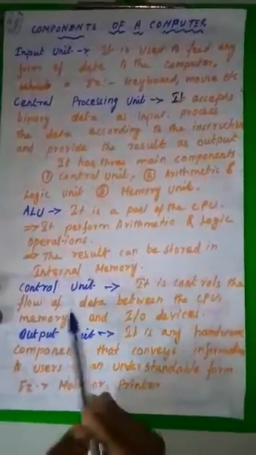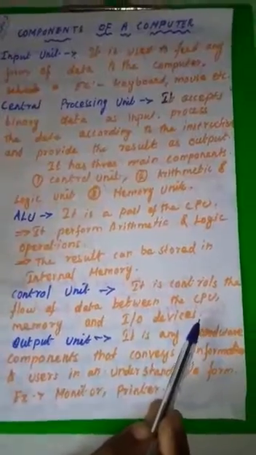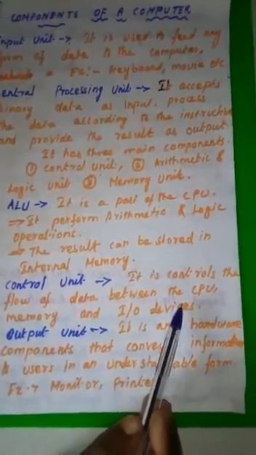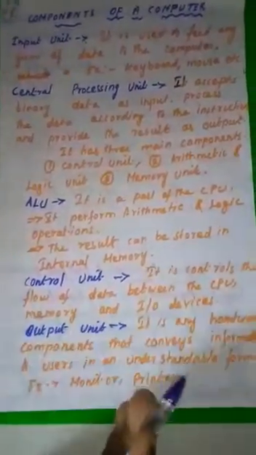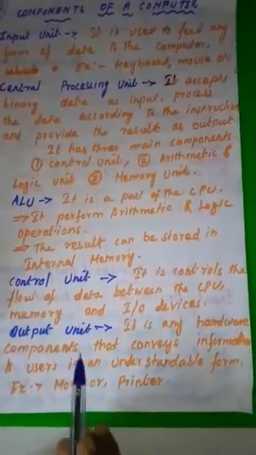Next one, control unit. It controls the flow of data between the CPU, memory and IO devices. Okay. Next one, output unit.